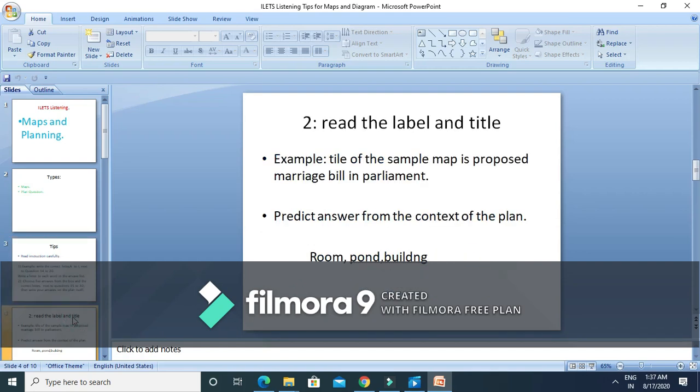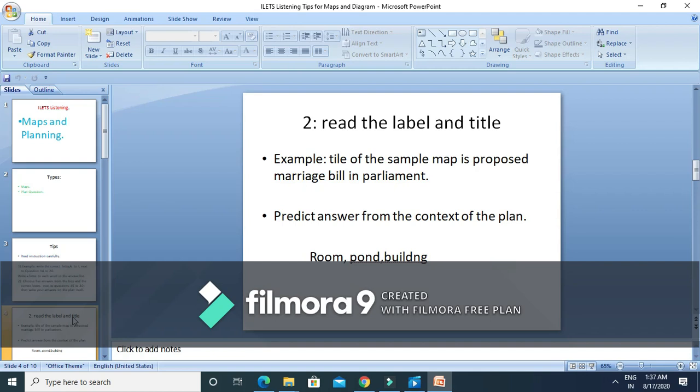Number three is read the label and title. That's a very important thing. For example, there's a sample proposed for a marriage bill in a parliament. Once you read the label and title, you'll get a basic idea that this is something about parliament or a marriage proposal in a parliament. So you need to familiarize yourself with this title.